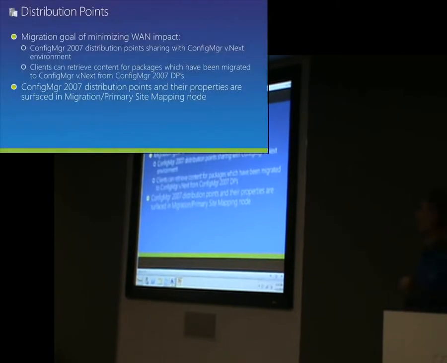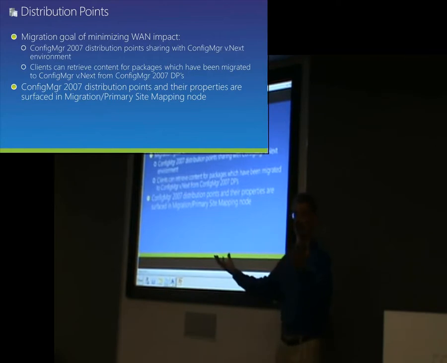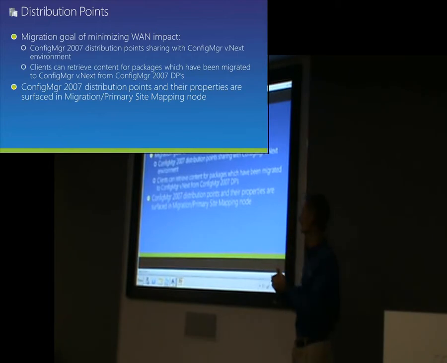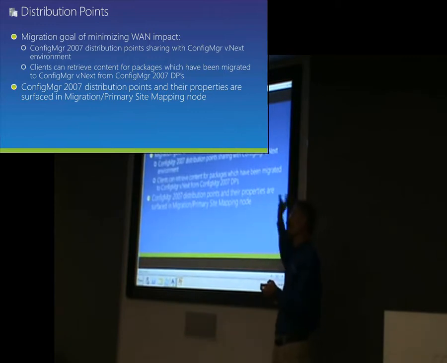Distribution points, again, we allow you to share the DP between the two different versions of software, the two different clients, 2007 and VNext. And that allows you to not have to recreate all your packages over in VNext and put all the content on the VNext DPs. So both clients can share those same DPs. And when you're all done, you just go ahead and do an upgrade, which you can just delete them from one database and add them to the other database.